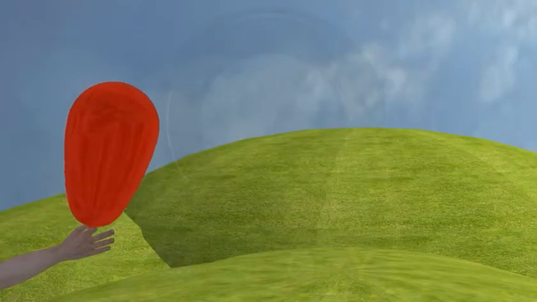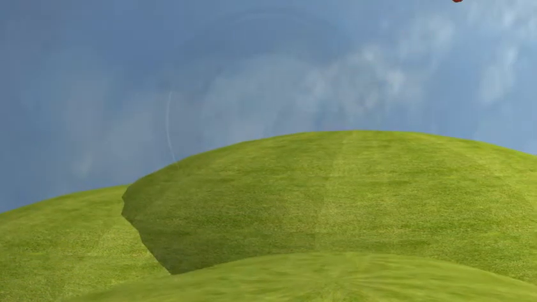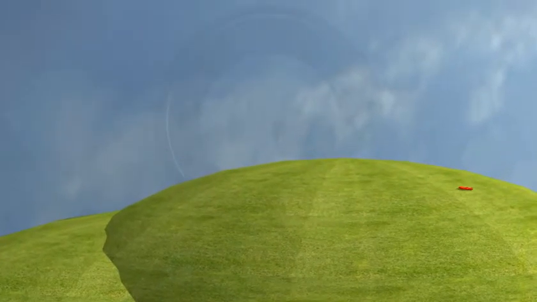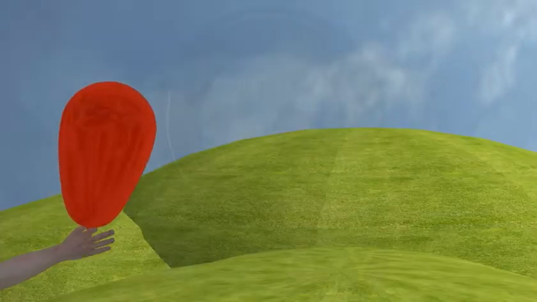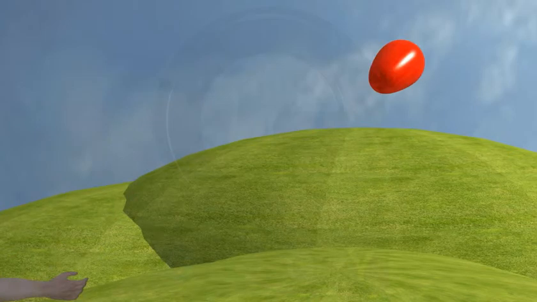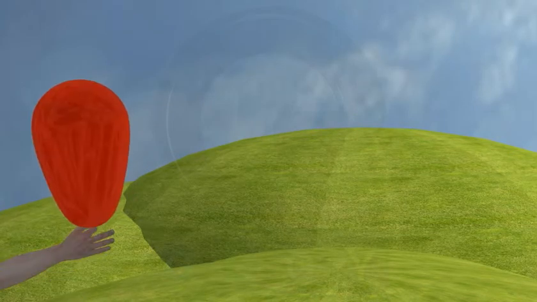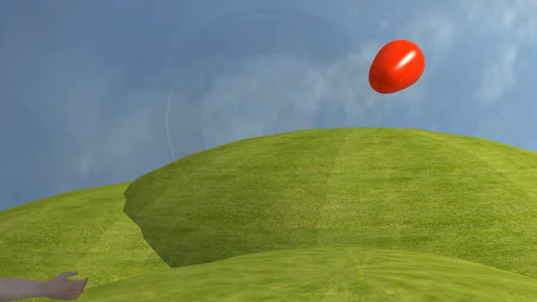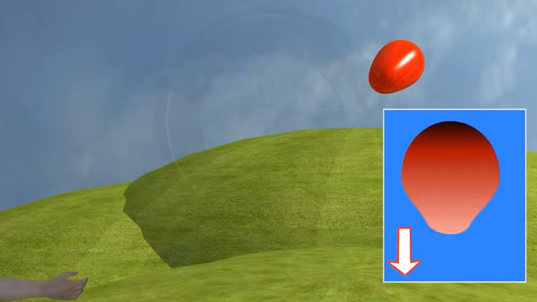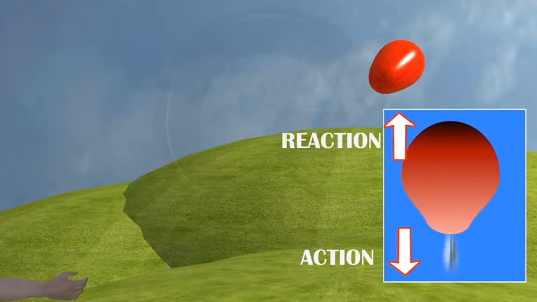Why does an inflated balloon move upwards as air rushes out? When the inflated balloon is released, the air rushes out of the open end in the downward direction. The air pushes out of the balloon with a force in the downward direction, and the air pushes the balloon upwards. In action, there is equal and opposite reaction.